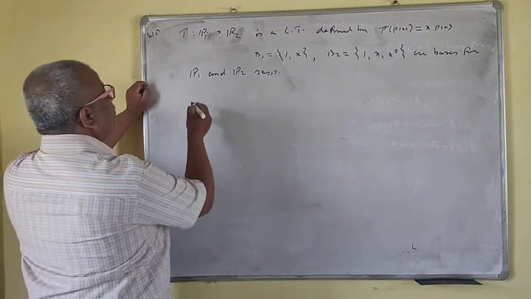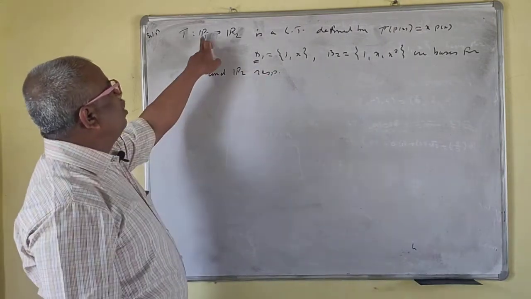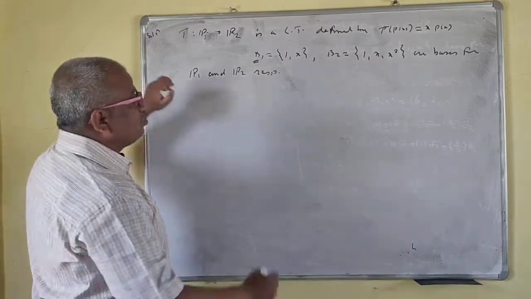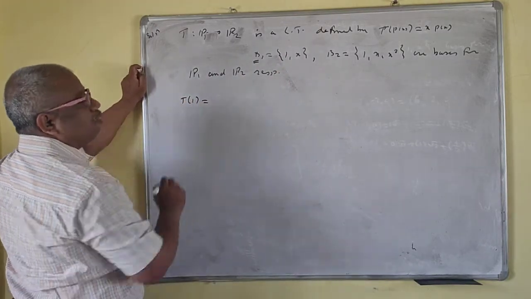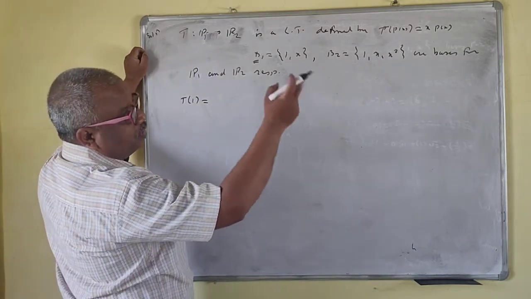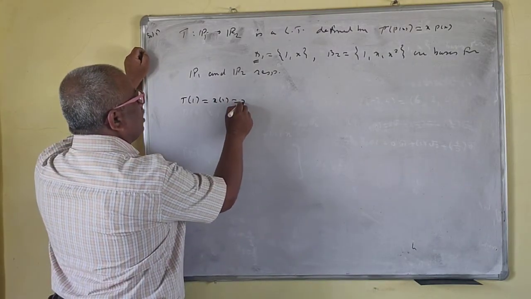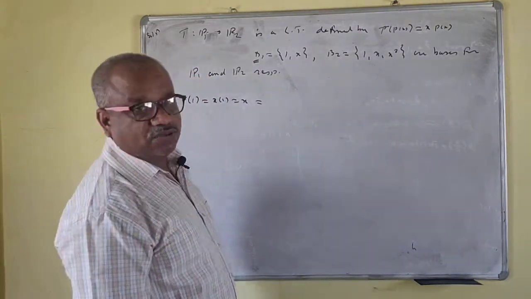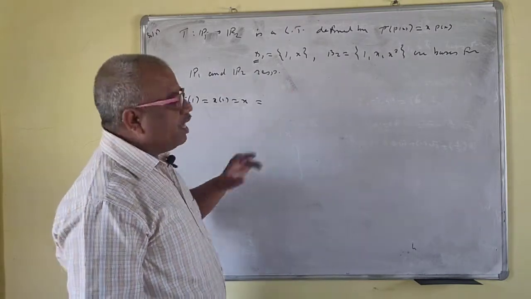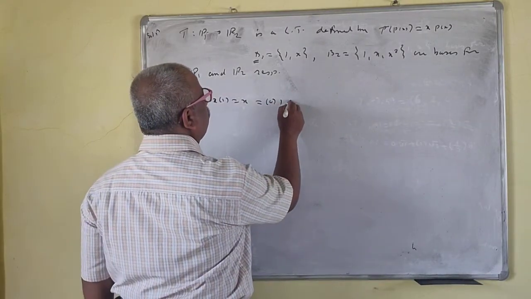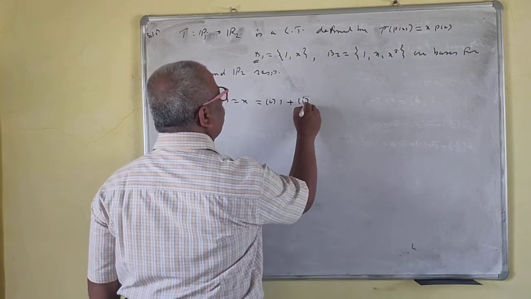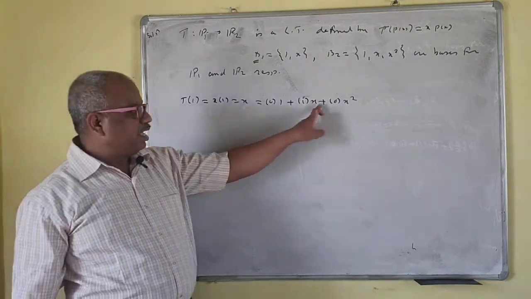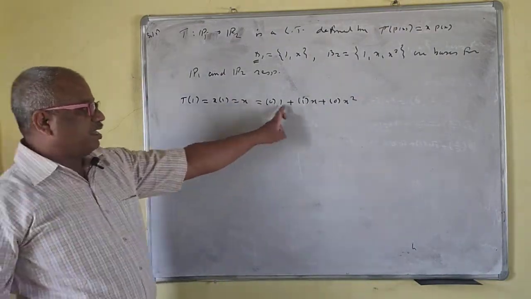Now this is the basis for the domain. You have to find the images under T now. So T of 1 is what? x times 1, which is x. You have to express this x as a linear combination of 1, x, x square. These are the standard basis for P2. Easily you can express this: 0 times 1, plus 1 times x, plus 0 times x square. These are the basis vectors.